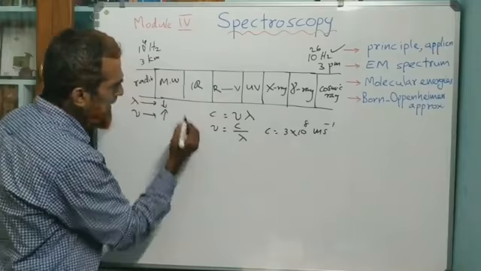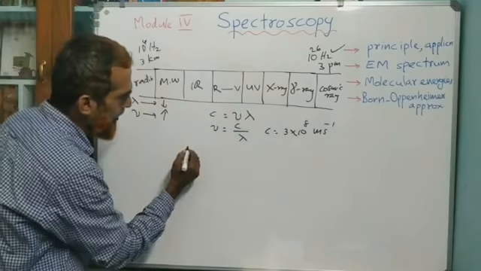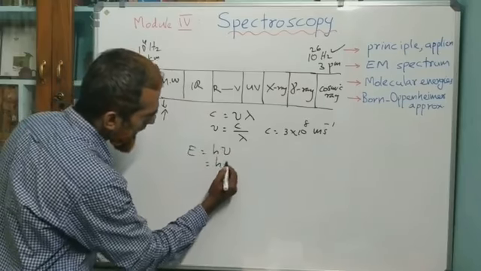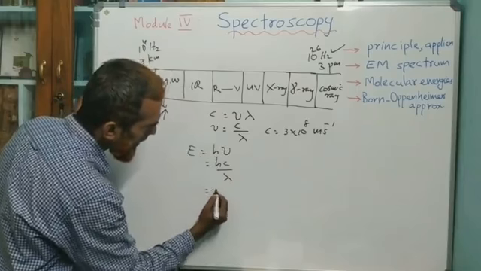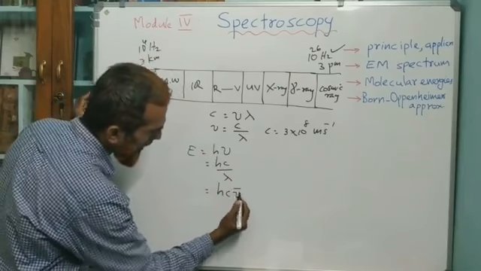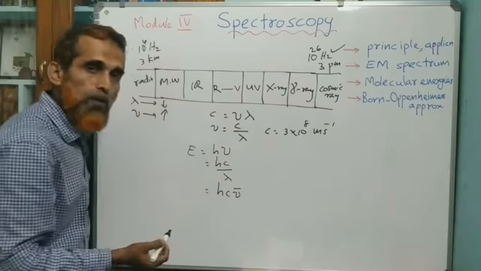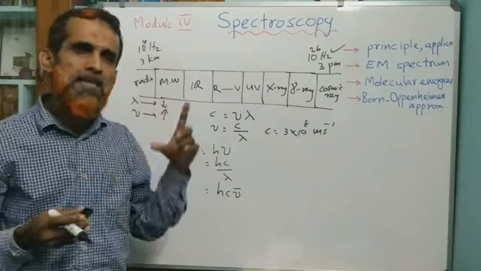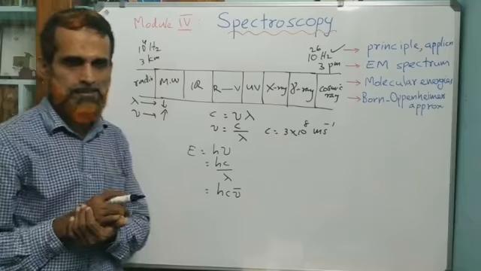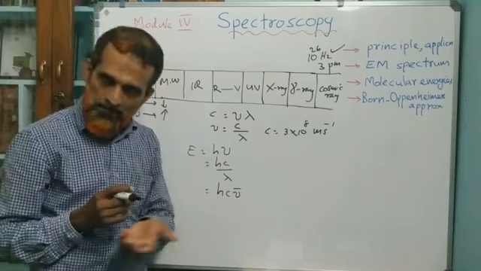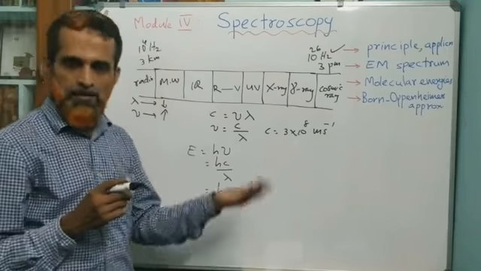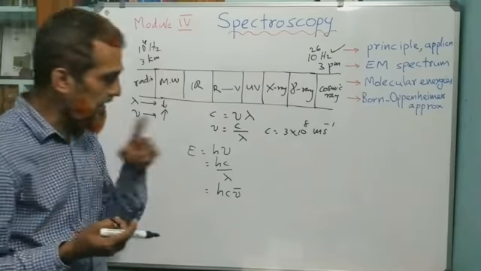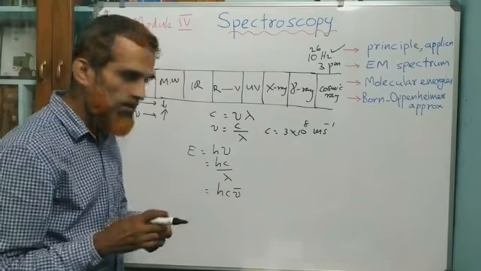And what is the energy of each radiation? How you calculate using Planck's equation? E is equal to h nu equal hc by lambda equal hc nu bar. Why? 1 by lambda is nu bar, that is wave number. In different spectroscopy, we represent the energy in different units. Sometimes we make use of wavelength as a unit, like nanometer. Sometimes energy of radiation is represented in terms of wave number in centimeter inverse, etc.